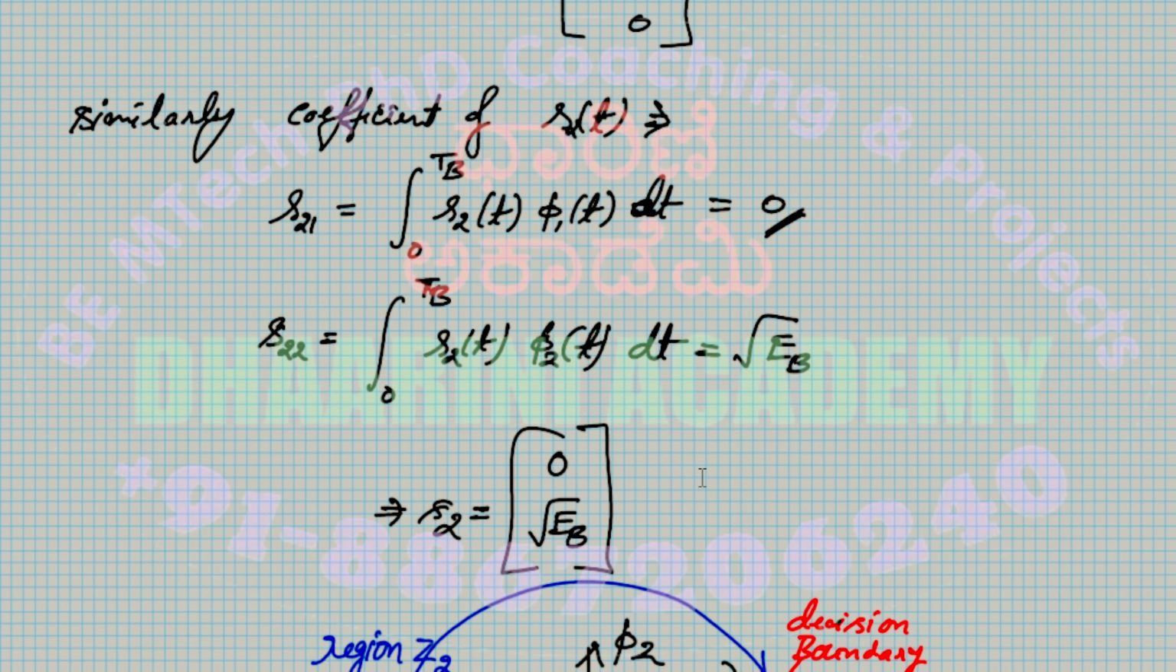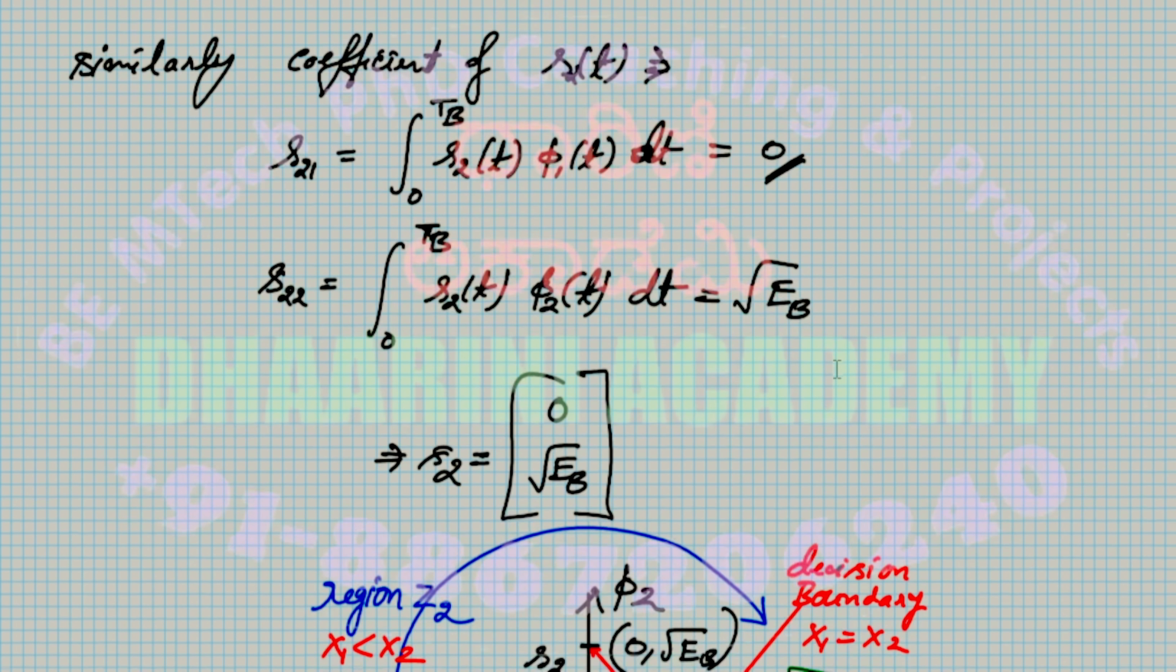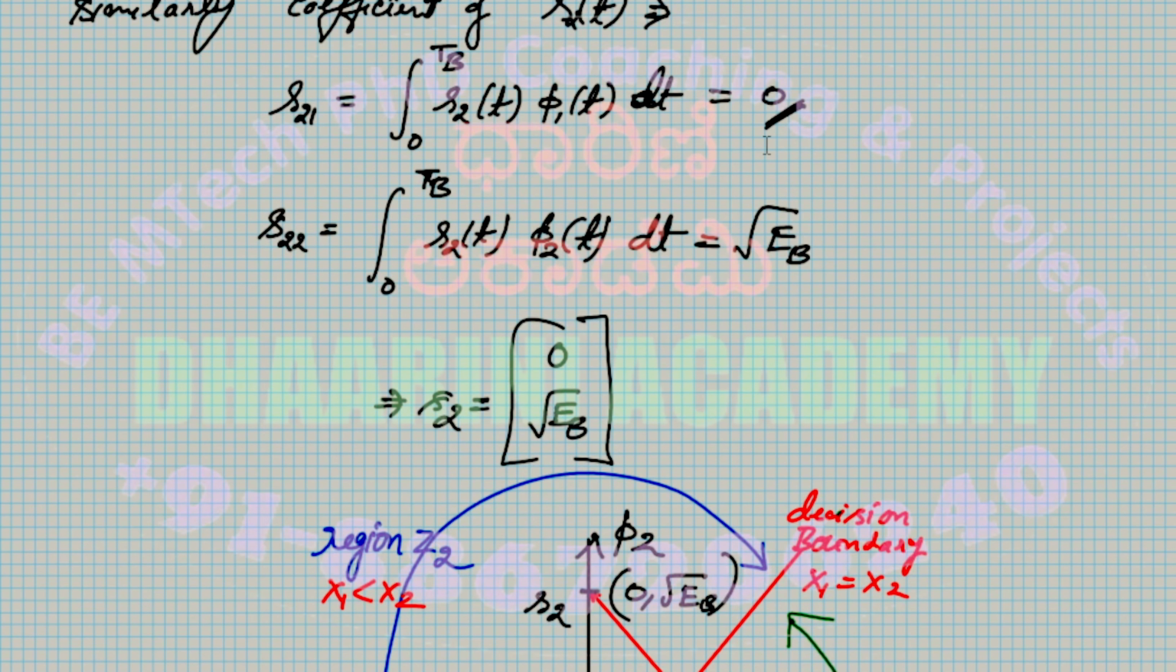When you have S2 of t, S2 into phi1, they are orthogonal, so 0. S2 into phi2 is root Eb because S2 and phi2 are in the same direction. Is it okay? So now you see the first value is 0. That's why you write a 0 here. You are not using the x coordinate or the phi1 coordinate, but you are using the phi2 coordinate as root Eb.